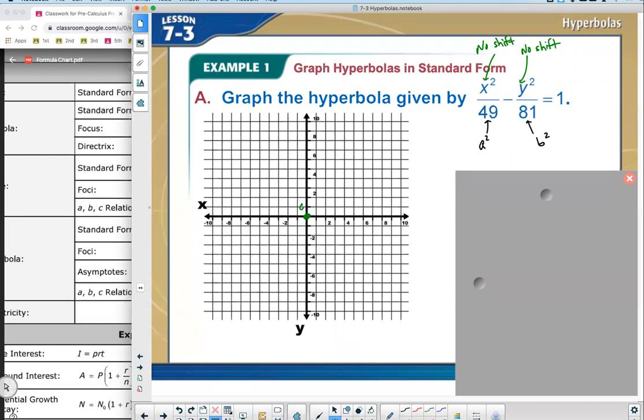Okay, so from here, it's going to be very similar to ellipses. So a squared is going to be 49, which implies that if we take the square root, what is the square root of 49? 7. We should go from the center, with the x, horizontally left 7 and right 7. So I'll go 1, 2, 3, 4, 5, 6, 7. There's a vertice. And then 1, 2, 3, 4, 5, 6, 7 to the left. There's a vertice.